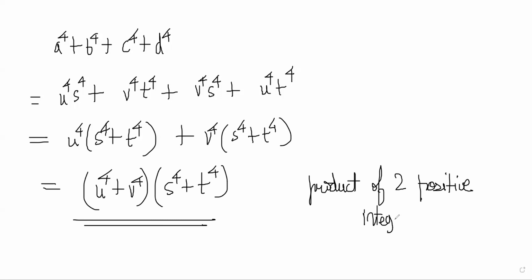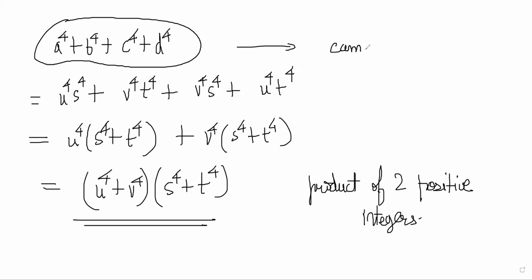So therefore, if the number a power 4 plus b power 4 plus c power 4 plus d power 4 has been expressed as the product of two positive integers, it cannot be prime. So that concludes our proof. Here, what are we using? We are using the solution of the indeterminate equation xy is equal to zt. And that solution helps us to solve this problem. Let's do another question.